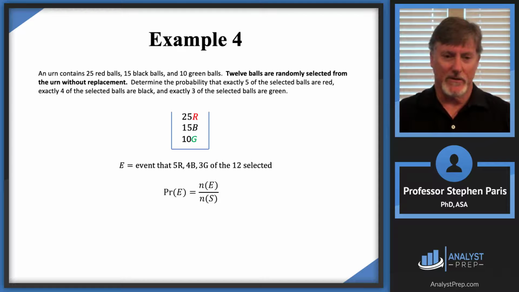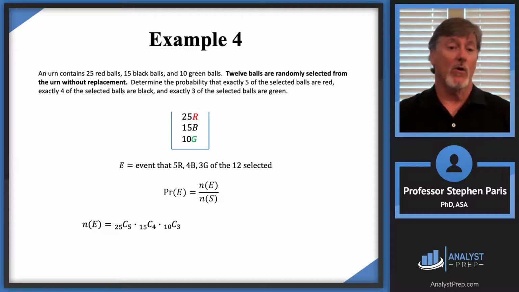The probability of an event is the number of outcomes, the number of ways that the event can occur, divided by the number of outcomes in the sample or the survey. And so we've actually done the harder problem here. The harder part is the numerator, find the number of ways that the event can occur. We did that in example 3. In the denominator, what's the number of ways, number of outcomes in the sample?